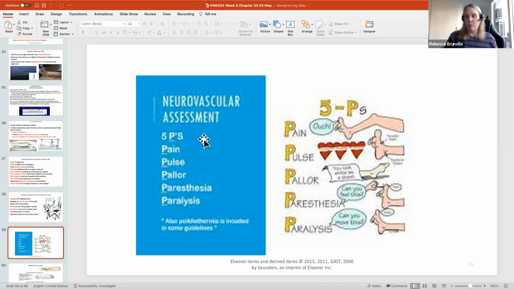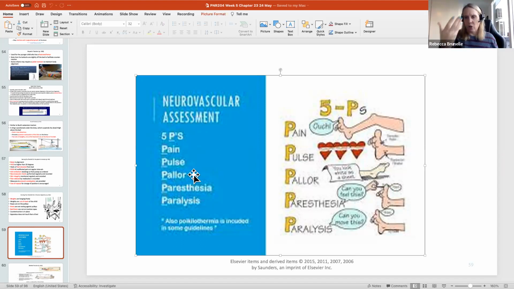Okay, good. So when they talk about pallor, you'd be looking at the color and also the cap refill. And then what does paresthesia mean? If they're able to feel anything in that extremity. Yeah. And then the paralysis, are they able to move it, like wiggling their toes, etc.